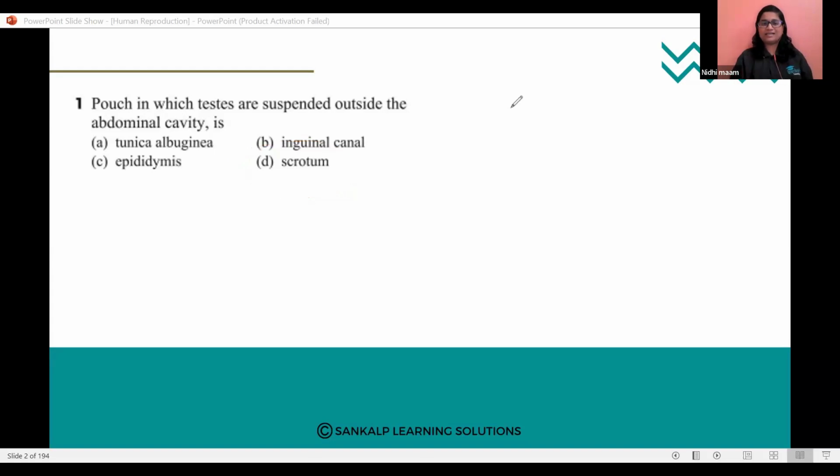Very exact and accurate answer. The main function of the testis is to produce the sperm, right? For sperm production to happen, the temperature should be lower. The sperm production will not occur at the body temperature, so it should be lower than the body temperature. That is why the scrotum is there, to maintain lower temperature. Exactly, scrotum is the right answer.